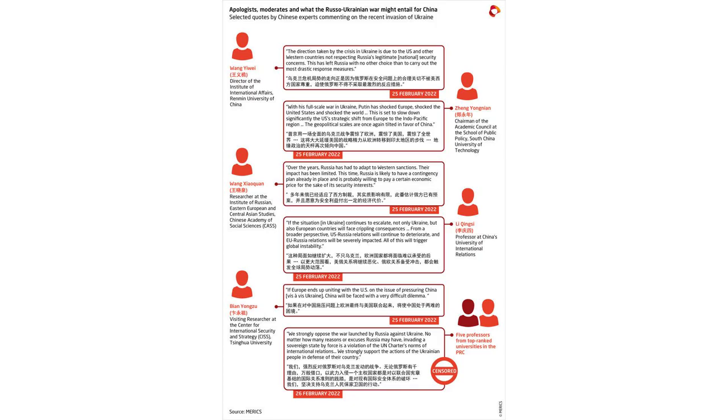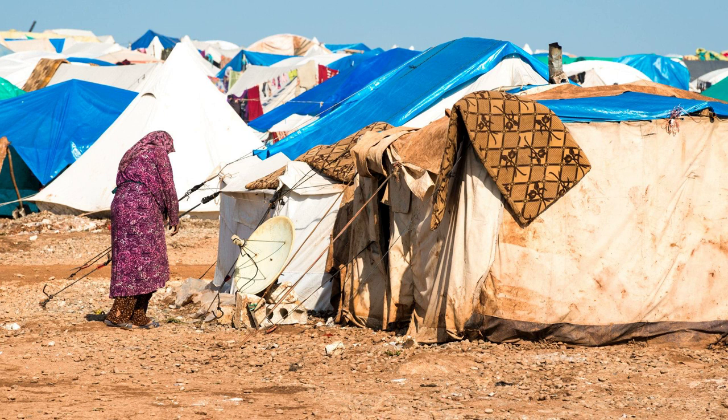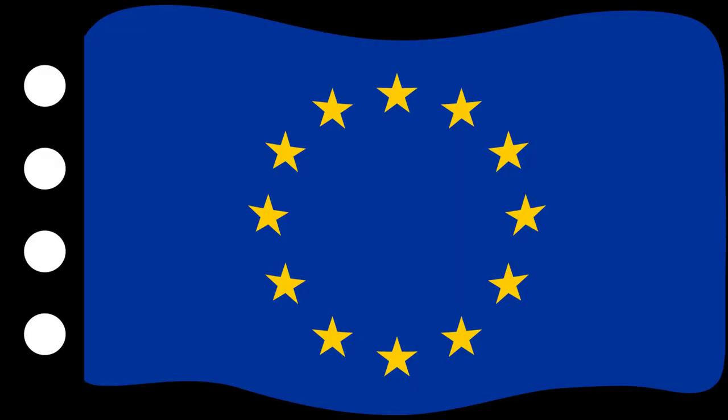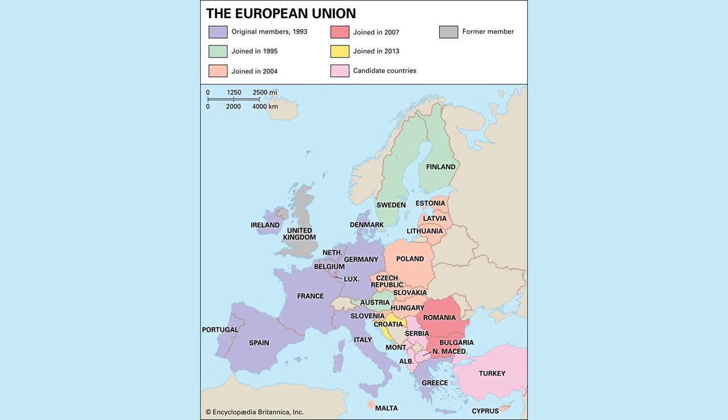The global financial crisis of 2008 had a significant impact on the EU, leading to economic instability and political tensions among its member states. The ongoing refugee crisis has also put pressure on the EU's immigration policies and raised questions about its ability to handle large-scale humanitarian crises. Despite these challenges, the European Union remains an important political and economic force in the world today. Its member states work together to promote peace, stability, and prosperity in Europe and beyond.